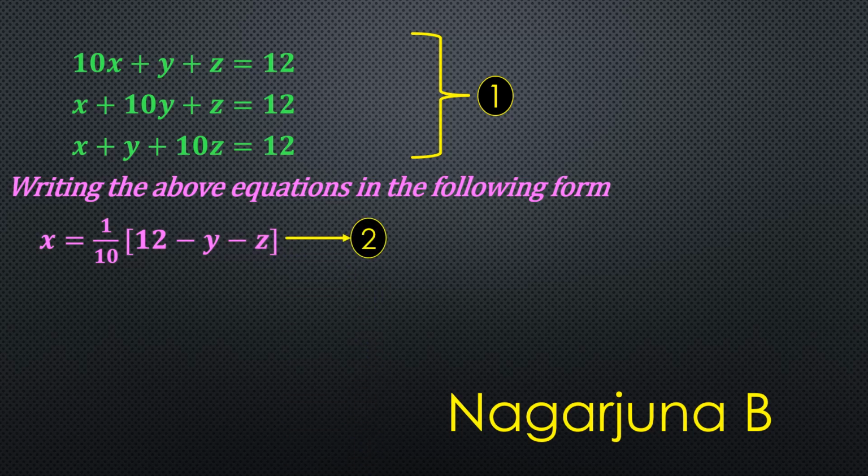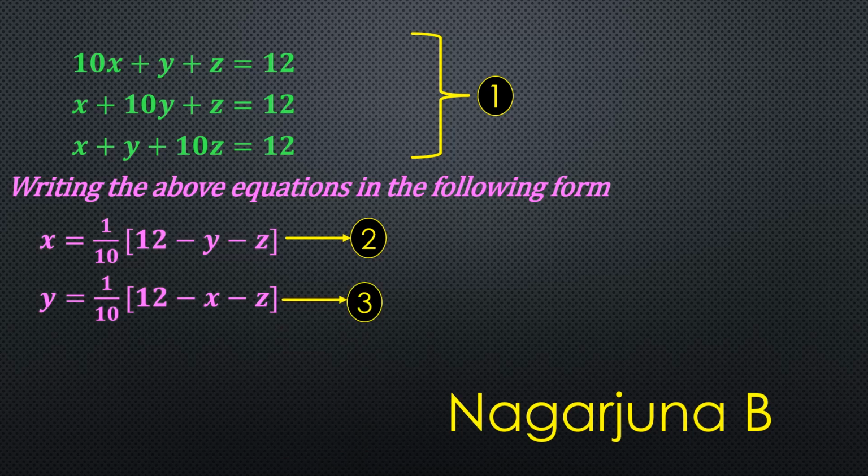Next, consider the second equation, x plus 10y plus z is equal to 12. From this we need to find the value of y. Therefore, we can write 10y is equal to 12, and taking x and z to the other side, it will be minus x minus z. Since we want the value of y, we can write y is equal to 1 divided by 10 into 12 minus x minus z, and call this equation number 3.